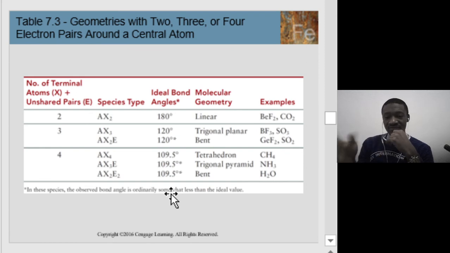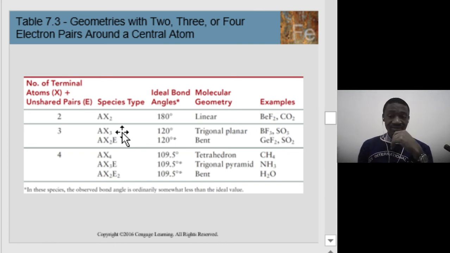And for that you have certain situations or certain shapes. So notice that for AXE, AX2E, with two X's and one E, is bent, which is different from AX3, because your AX3 is your normal trigonal planar. With the presence of an E, it makes it bent instead of trigonal planar.